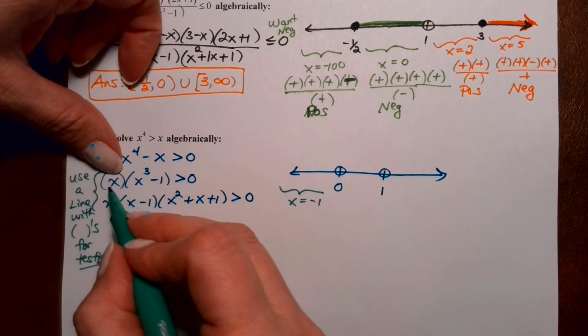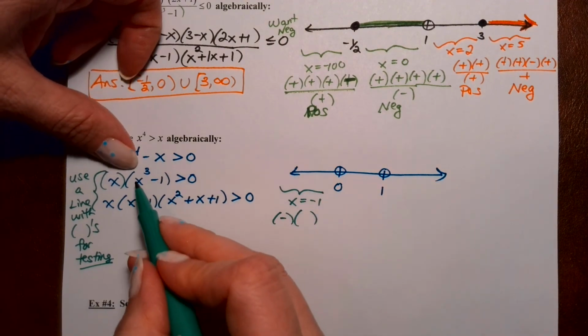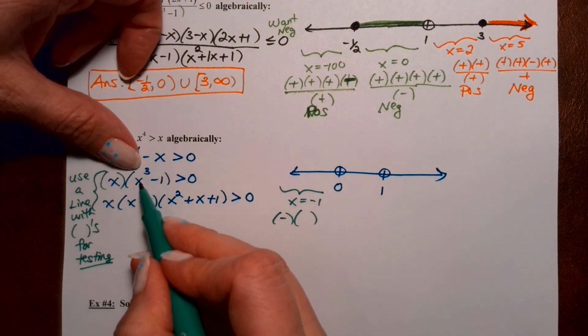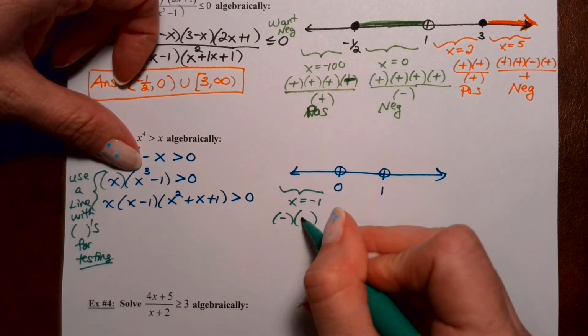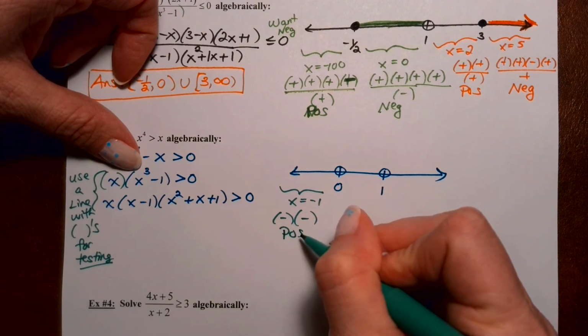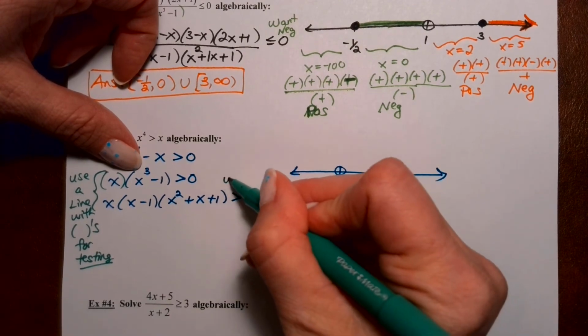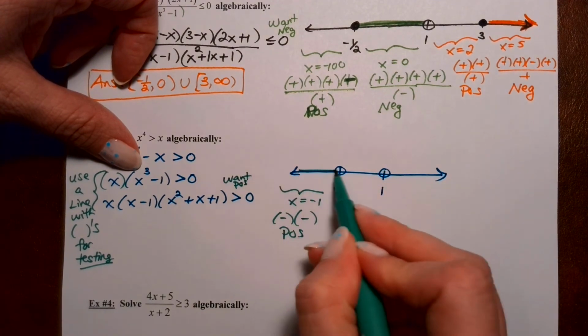All right, negative x, that's just going to be a negative. And then negative 1 times negative 1 times negative 1 minus 1 more. That's going to make a negative. Okay, so this section is coming out positive. And what did we want? Oh, we want positive. We want positive, so this is a good section.